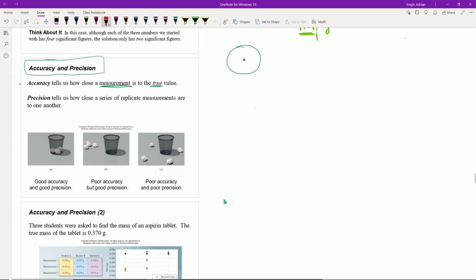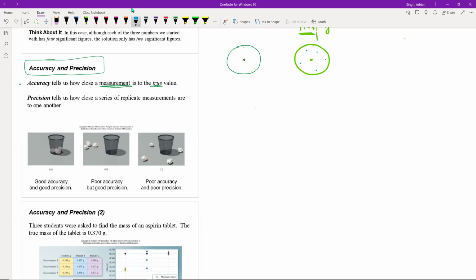Precision, on the other hand, is an indication of how close a series of measurements are to each other. So for example, if I have the same bullseye with a dartboard, and now I throw my blue darts on there. If I throw, let's say, 5 darts in a row, and I see that they are over here, right? They're all over the place. They're not close to each other. So this is not very precise.